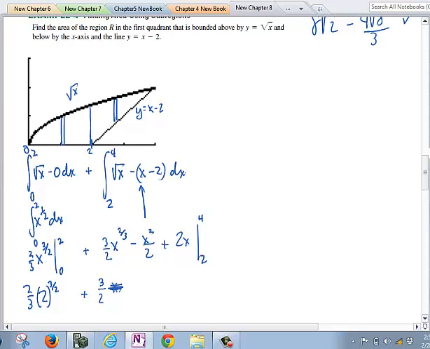I'm going to plug in 4. I'm going to do the 3/2 power on that, minus 4 squared over 2, plus 2 times 4, subtracting from that the lower limit evaluation. Oh, I have to plug 2 in. I have 2 to the 2/3.